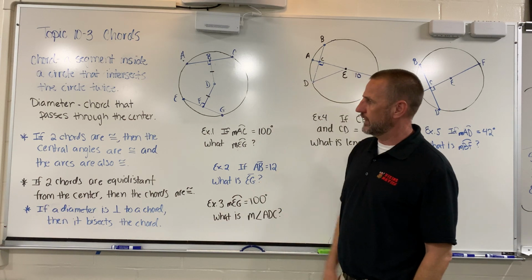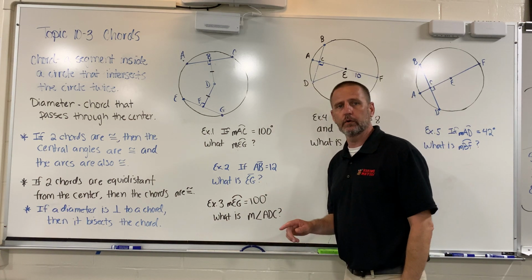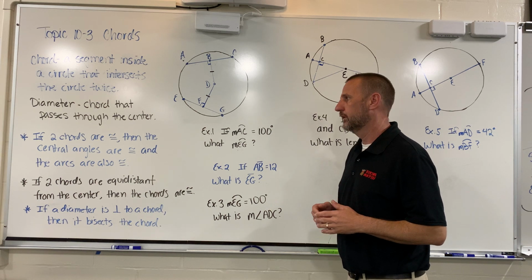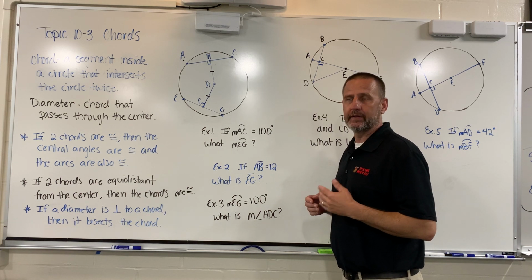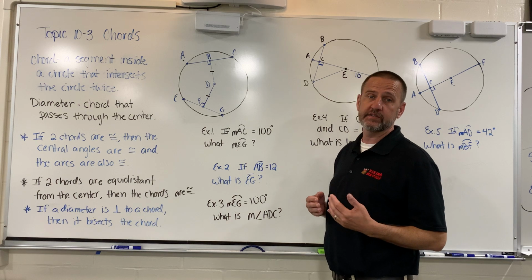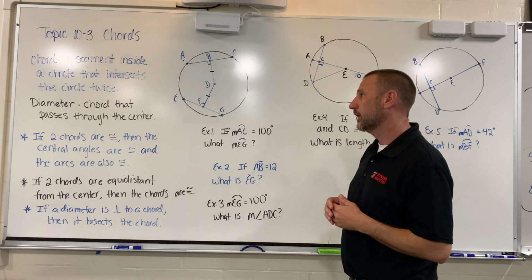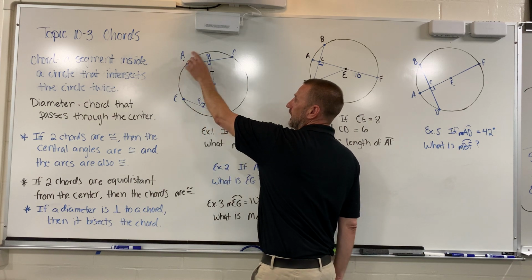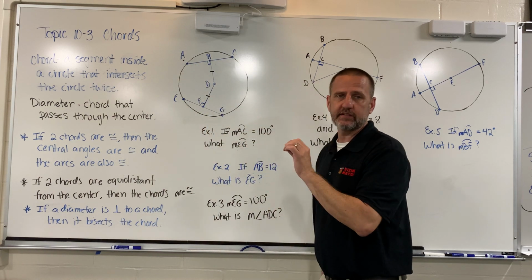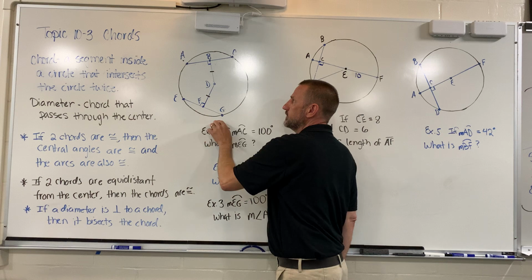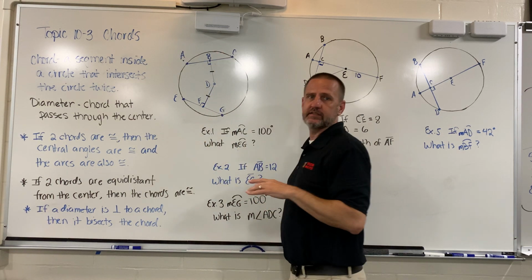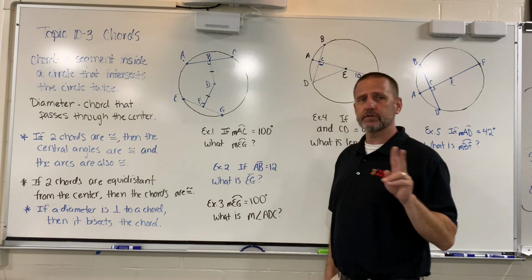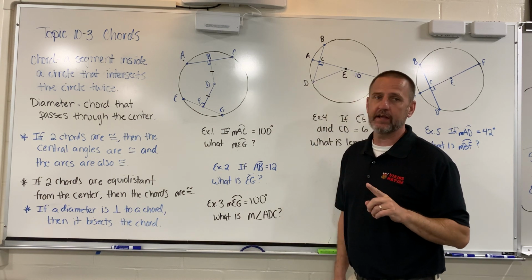So the first thing I want to look at is if 2 chords are congruent. If we have 2 chords on a circle, and they are the same length, then the angles they form and the arcs they form are going to be of the same exact measure as well. So for example, in this diagram, I have EG and I have AC. If those 2 are the exact same length, the arc EG will have to be the same as the arc AC and vice versa.